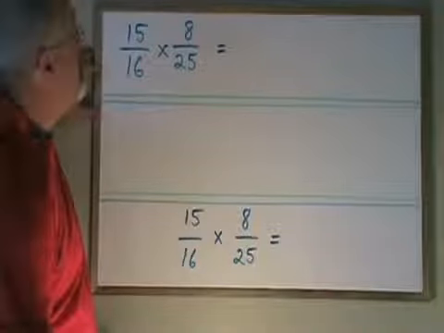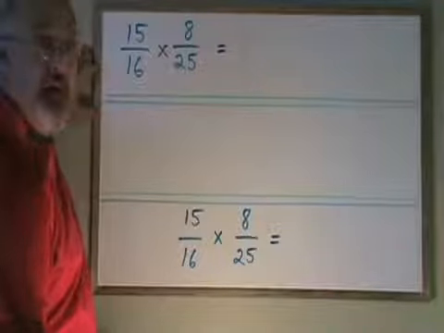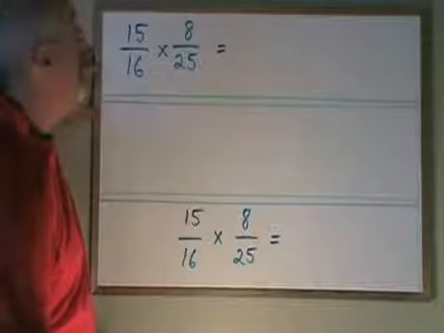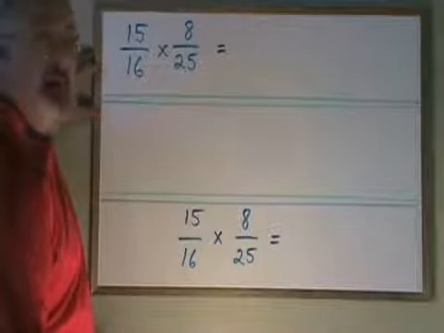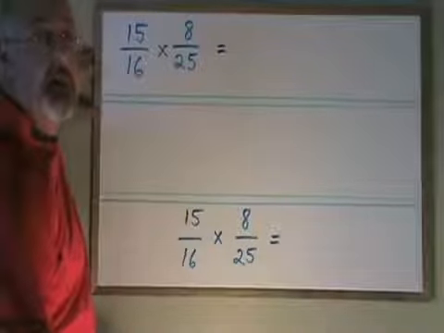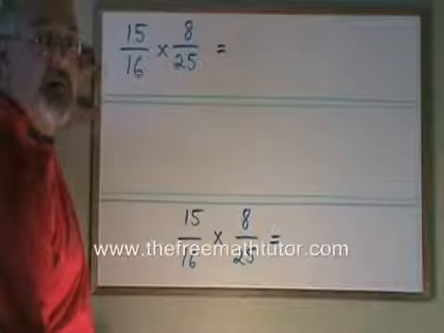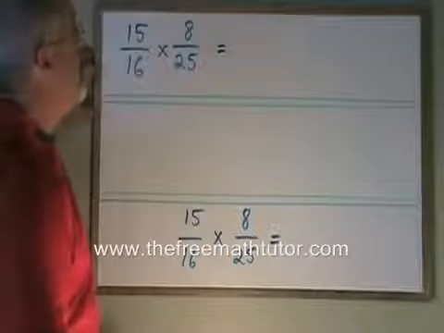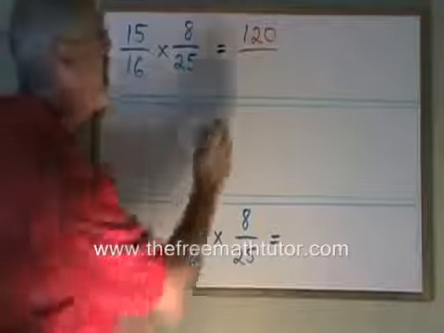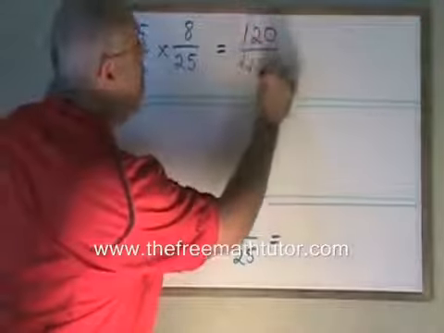And we can solve this by multiplying the top by the top and the bottom by the bottom, in the way we usually do when we multiply fractions. The numbers are rather large, and that can make it a little confusing and a little easier to make mistakes. But if we're careful, we'll get the right answer. 15 times 8 is equal to 120. And 16 times 25 is equal to 400.